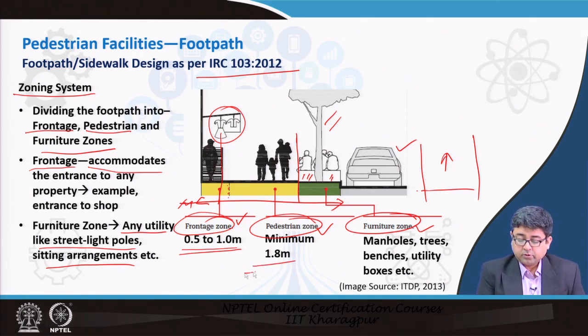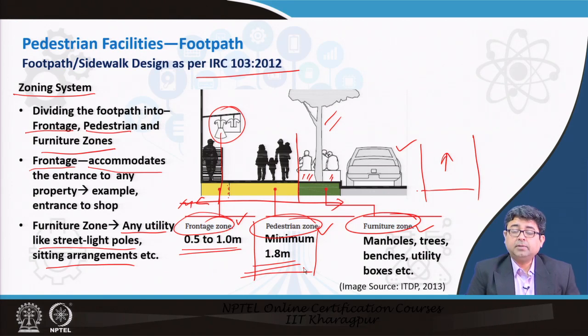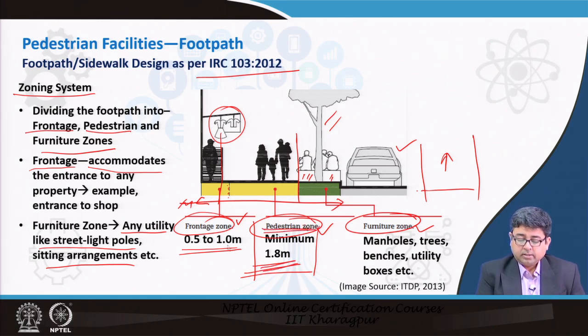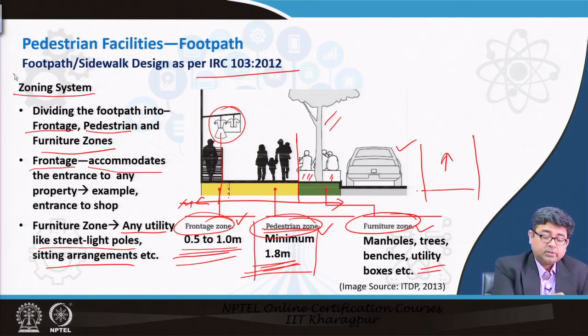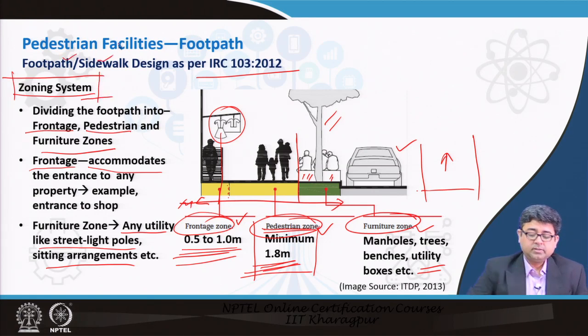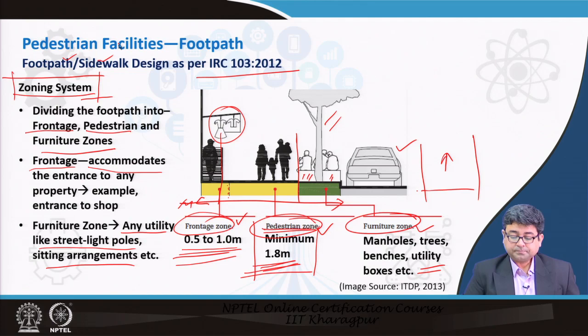The pedestrian zone, IRC recommends, should be at least a minimum of 1.8 meters. That depends upon what type of area you are in, but it says no less than 1.8 meter clear pedestrian zone. A frontage zone should be different and a furniture zone should be different. So, that is what is called the zoning system for a footpath or a sidewalk as per IRC.